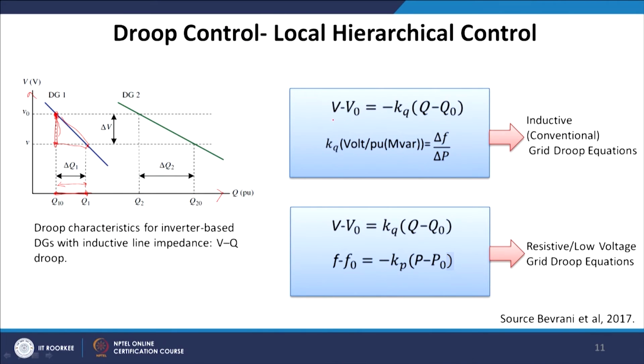Now, the inductive conventional grid droop equation, we can obtain that V minus V naught is minus K times Q minus Q naught, with a negative sign, as you have seen. Otherwise I can say V minus V naught is KQ times Q minus Q naught, whereas for frequency it is P minus P naught. So, we can see there is a strong relation between V and Q and F versus P, and the change can be plotted as PF or QV droop characteristics.